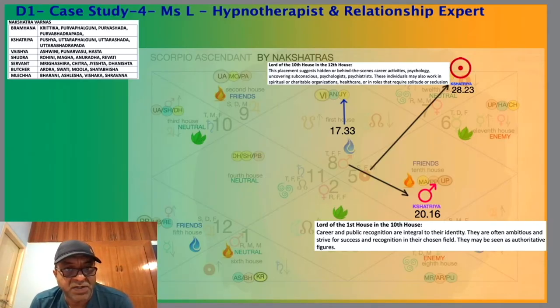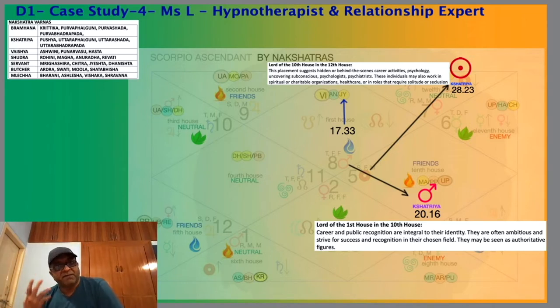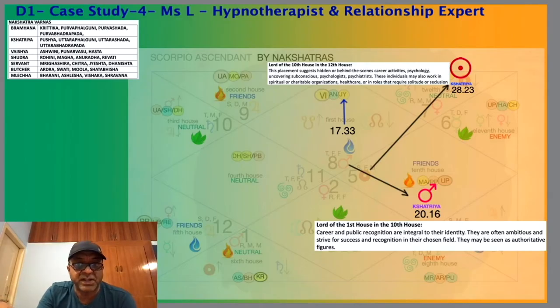So Miss L has the Scorpio ascendant in the D1 natal chart. So the lord of the first house, we are examining, like the rule says, lord of the first and lord of the 10th, within D1 and D10, and then nakshatras. Simple. Just taking the basic ground rules over here. So the lord of the first, first off, is in the 10th house. When the lord of the first is in the 10th house, what are the general characteristics? Their identity is more derived. First house is identity, so their identity is more derived from their profession, which is the 10th house.